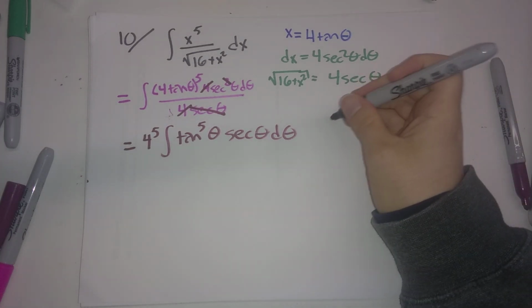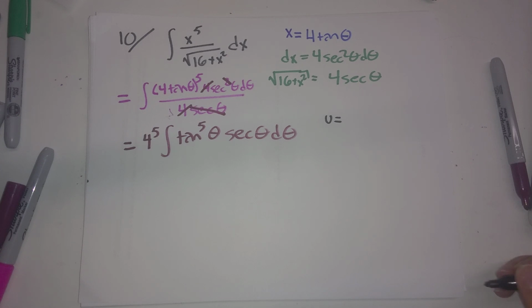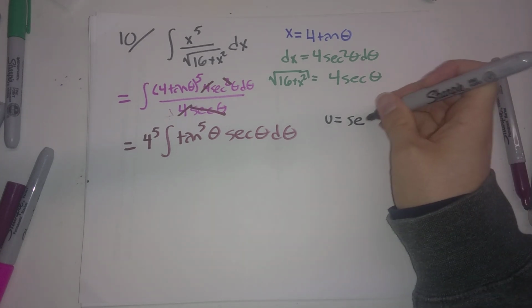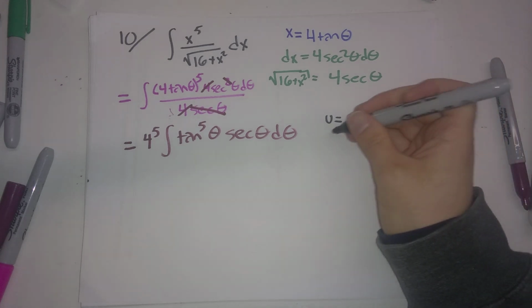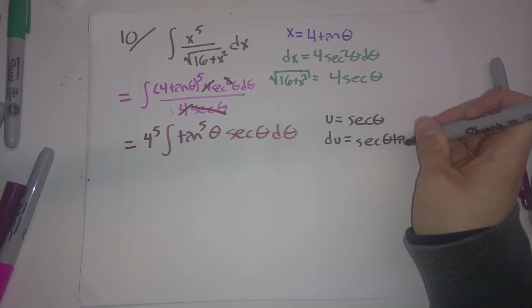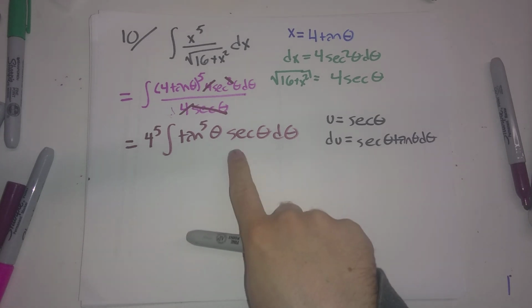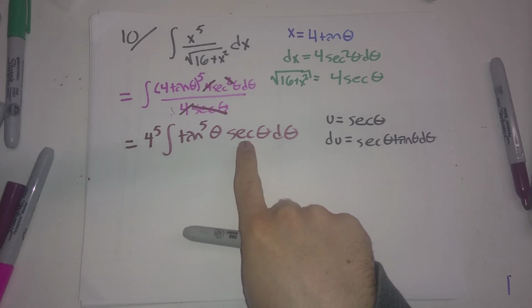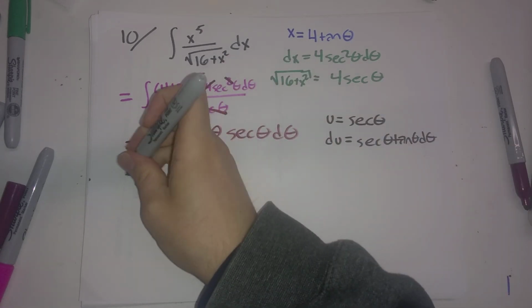We're going to want a substitution. We can try either u is equal to tangent theta or u is equal to secant theta. As it turns out, the only one that works nicely here is u is equal to secant theta. Du is equal to secant theta tangent theta d theta. So we're going to want to split off a factor of secant theta tangent theta and rewrite everything else in terms of secant theta.